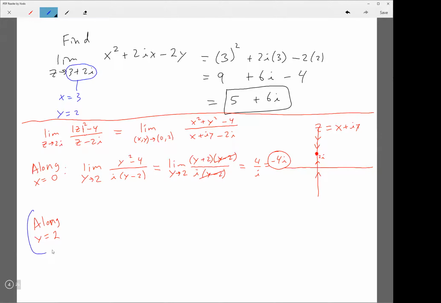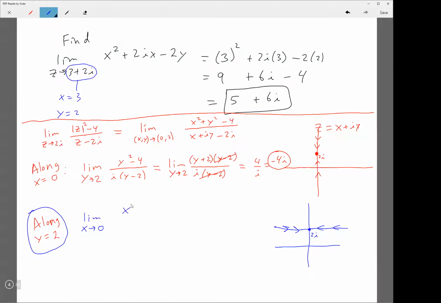Now I'm going to make this along the y equals 2 and make that blue. So here, I'm going to set y equal to 2, and then I'm making x go to 0. Here's 2i, and I'm coming in along this path, like that. So I'm already making y equal to 2.